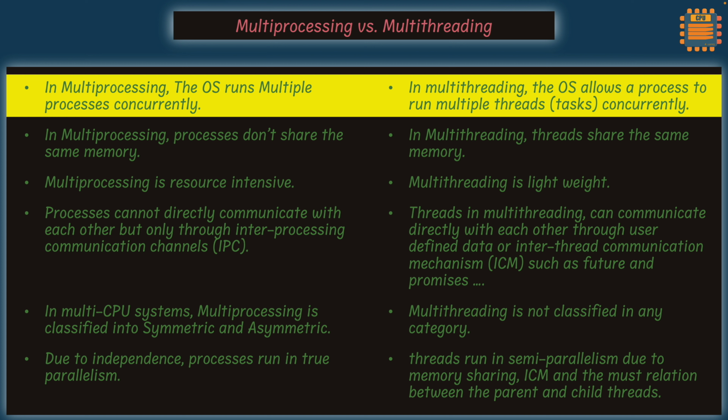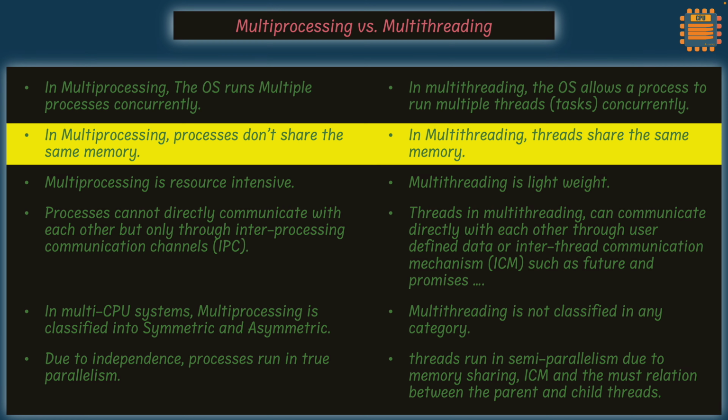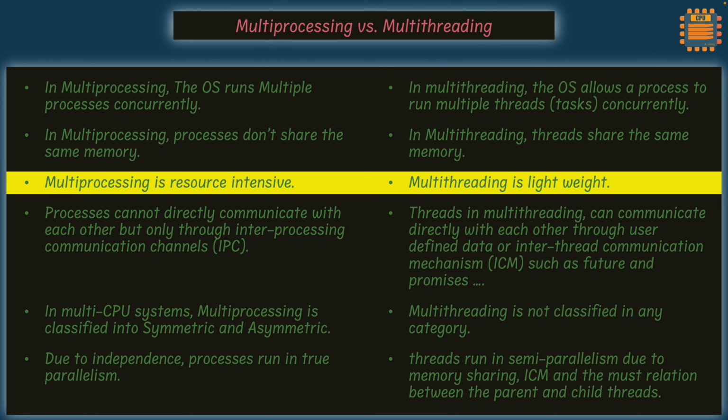First, in multiprocessing, the operating system runs multiple processes concurrently, while in multithreading, the operating system allows a process to run multiple threads concurrently. Second, in multiprocessing, processes don't share the same memory, while in multithreading, threads share the same process resources. Third, multiprocessing is resource intensive because it takes time to create the instance in memory, define security, and set up the process resources.